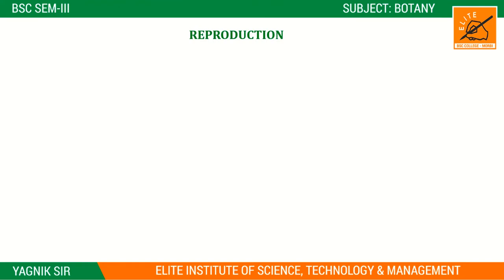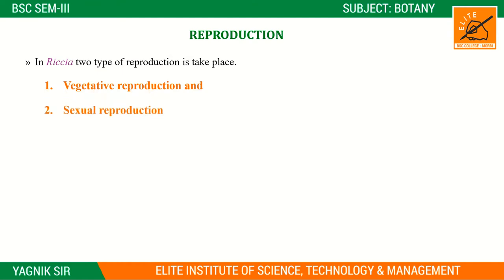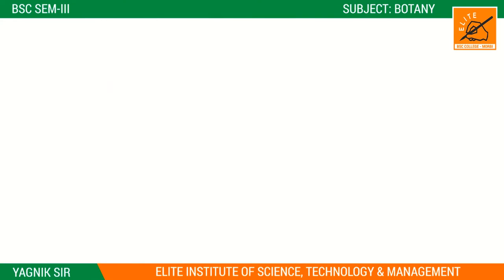Next part is reproduction. So in Riccia, normally two types of reproduction take place. Which types? Vegetative and sexual, right? Because in bryophytes, asexual reproduction is completely absent. So in this lecture, we will discuss the vegetative reproduction.